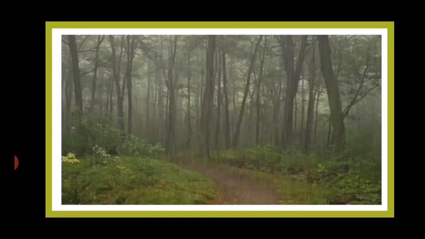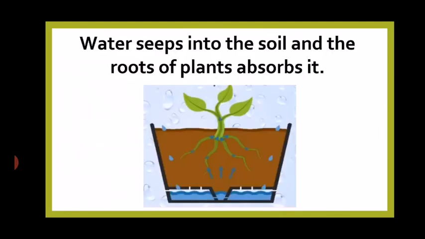So that means not only the plants in your home, which are your potted plants or your crops, but also the plants in the jungle need water. And how do these plants use this water? Water seeps into the soil and the roots of plants absorb it. Water which comes in the form of rain, or water which you pour, goes into the soil, mixes in the soil, and is then taken up by these plants using the roots. That is how water is used by plants in order to grow well. So not only animals and human beings, but also plants need water to grow well.